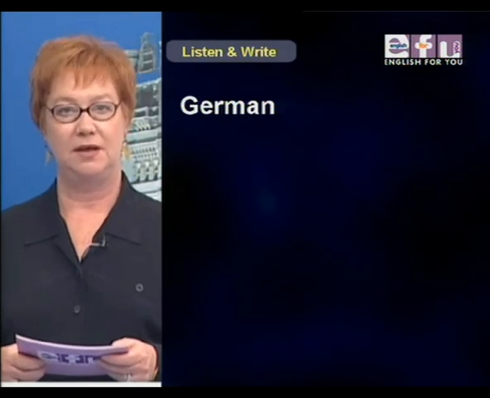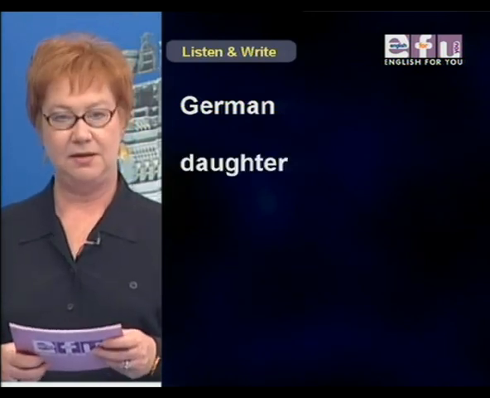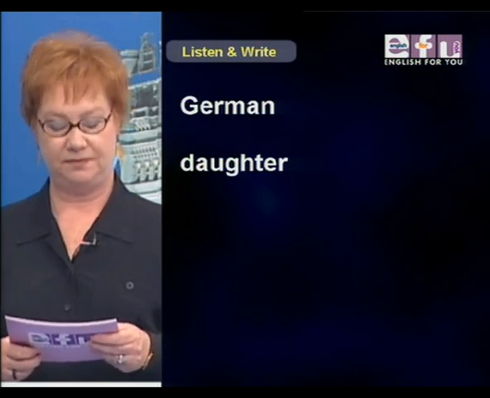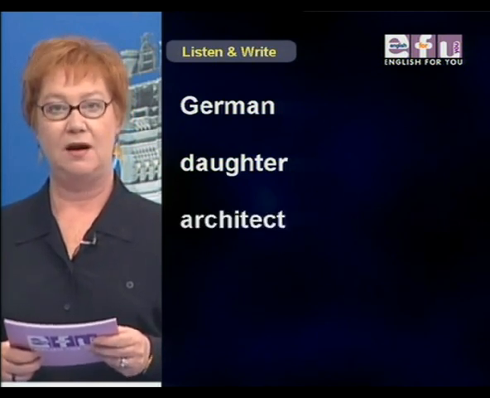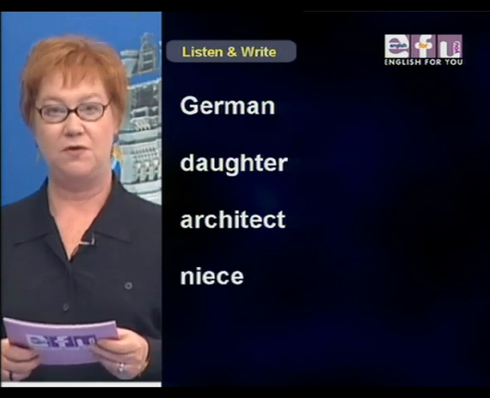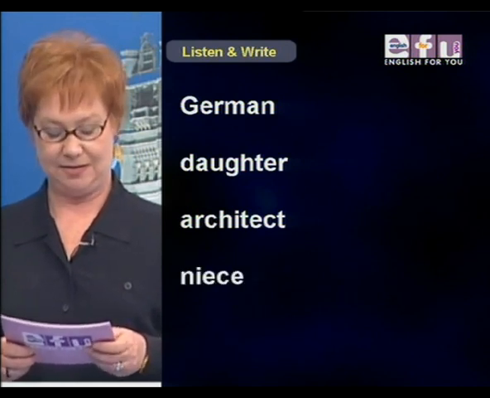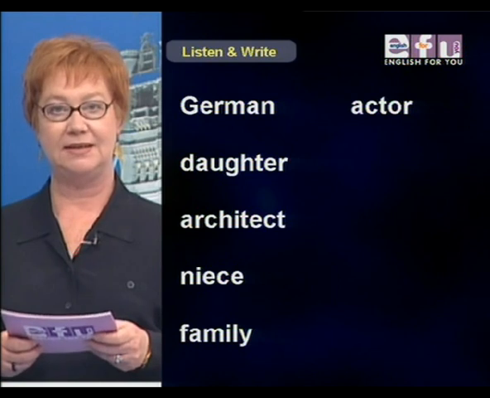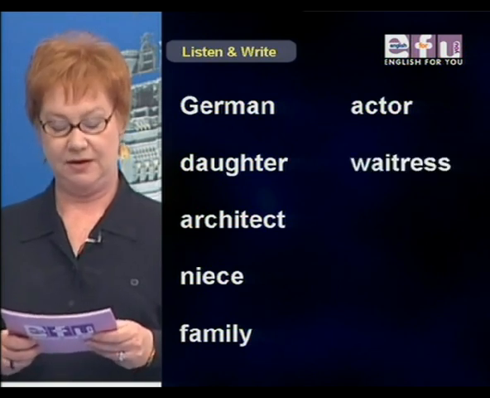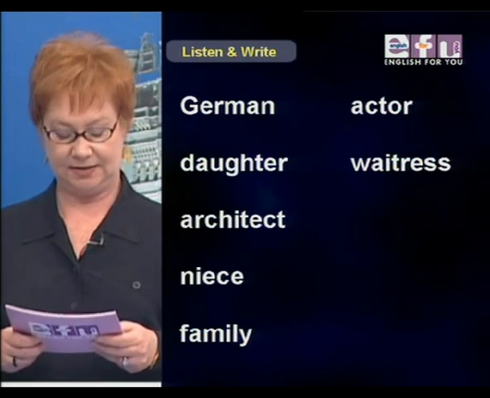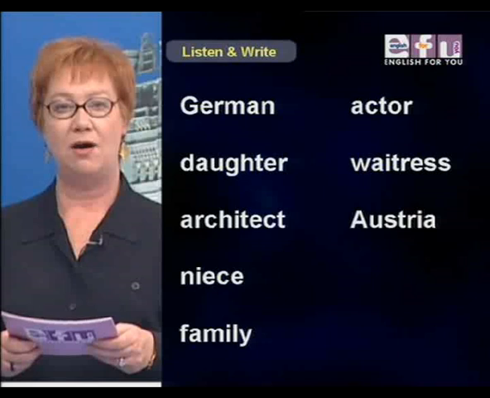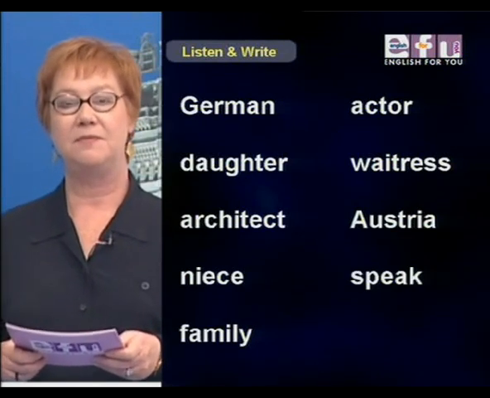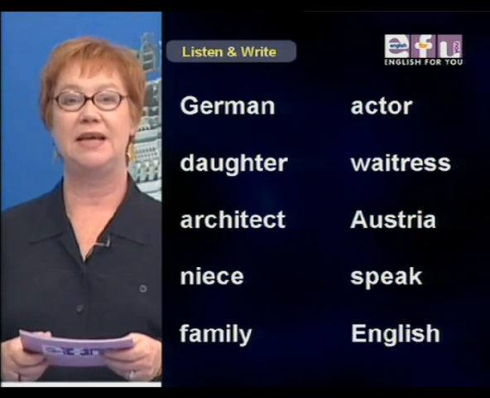Number 1, German. Number 2, daughter. Number 3, architect. Number 4, niece. Number 5, family. Number 6, actor. Number 7, waitress. Number 8, Austria. Number 9, speak. Number 10, English. Now, listen and write these sentences.